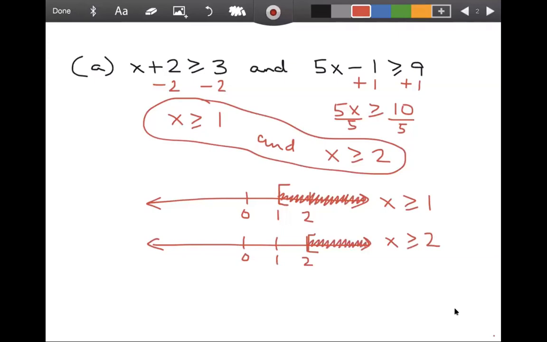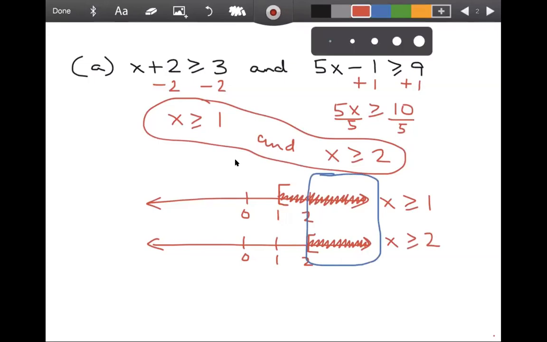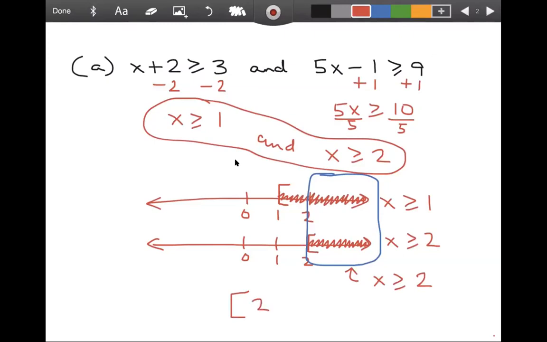All right, and now I need to look at what values of x do those two graphs have in common. This is what you'll do anytime you're doing an AND problem. In other words, just what is the area where they overlap, which would be this area here, the part that's colored in both graphs. All right, which is the set of all x that are greater than or equal to 2. And in interval notation, that is written like this, bracket 2, comma, infinity, with a parenthesis.